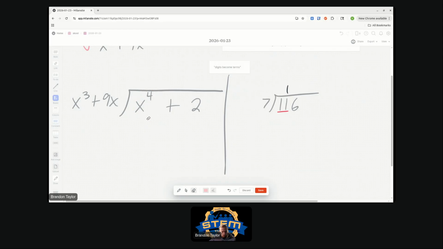But the bottom line is, x to the 4th divided by x cubed, what is that? Well, that's x. So the x in the quotient is kind of like the 1, is my point. So that's the first point.